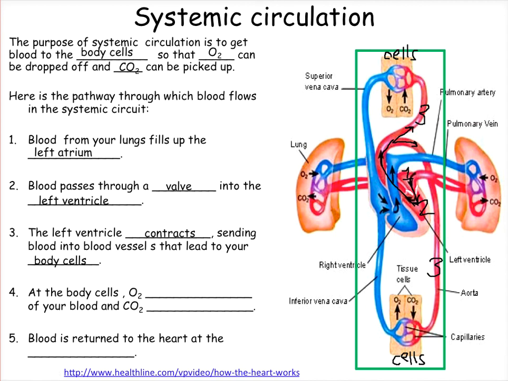At the location of the body cells, oxygen is going to diffuse out of the blood so that it can go into the cells to be used for cellular respiration. And as an exchange, the carbon dioxide that was produced as a byproduct of cellular respiration will diffuse into the blood so it can be carried away, eventually back to the lungs to be exhaled. So that's 4. You can see this exchange taking place.